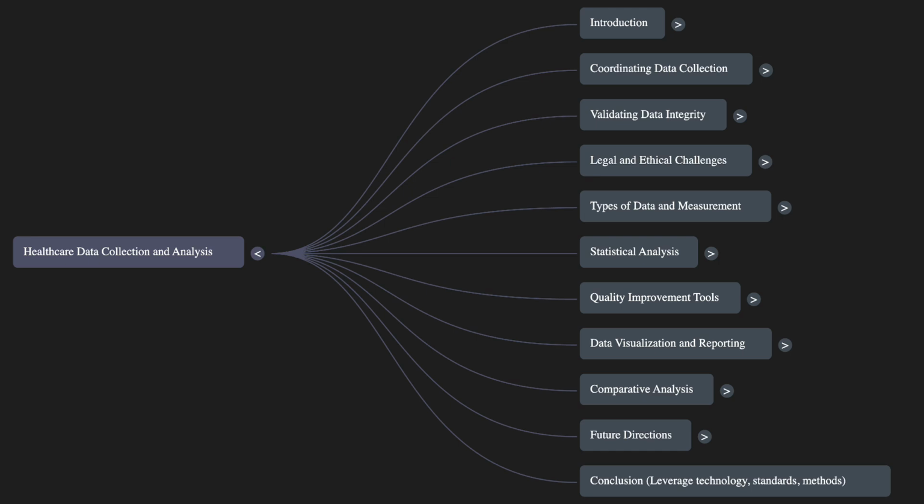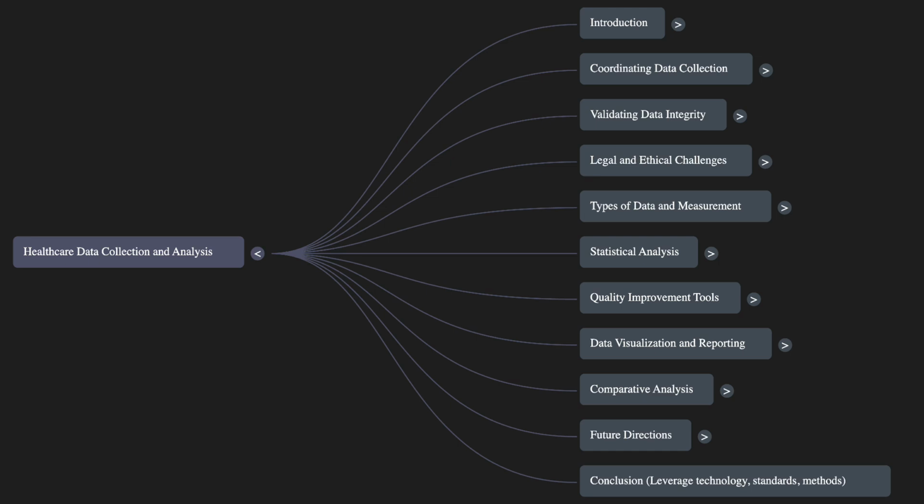Starting right at the beginning, coordinating the actual data collection. It's not just grabbing numbers randomly, is it? Not at all. No, it's quite structured. The very first thing, and this is fundamental, is defining your purpose. Why are you collecting this data? And who are you focusing on? Your population of interest. So, give me an example.